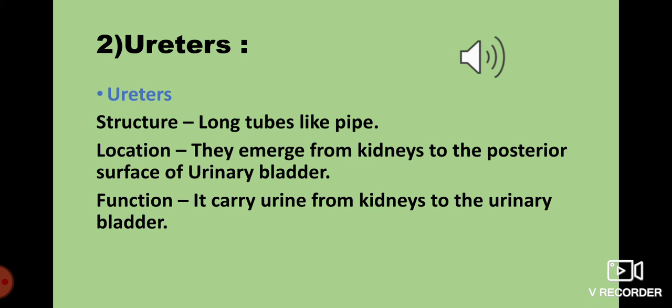As you can see in the picture in your book on page 67, the layout of the human excretory system, you can see that these ureters, these long tubes, are coming out from each kidney, and they are ending up at the back of the urinary bladder. What is the function? They help in carrying the urine from the kidney to the urinary bladder.